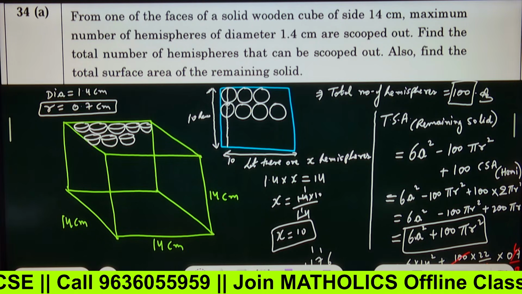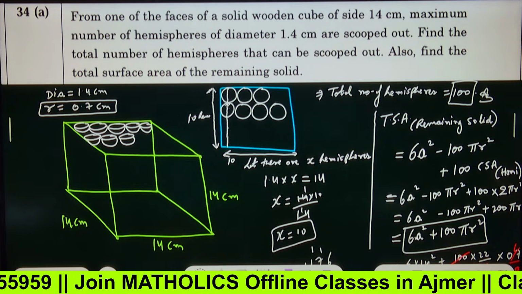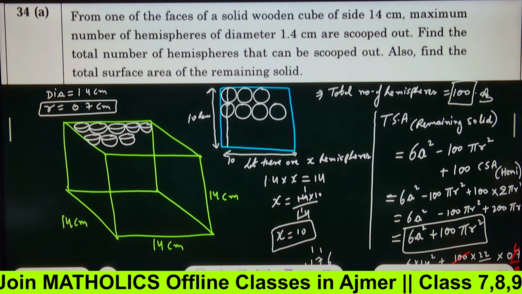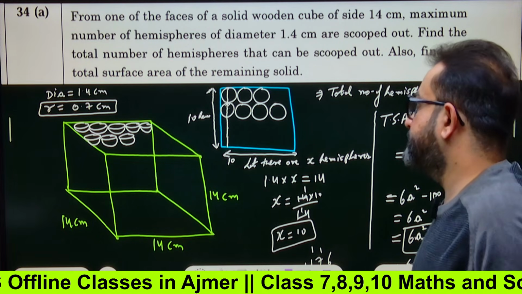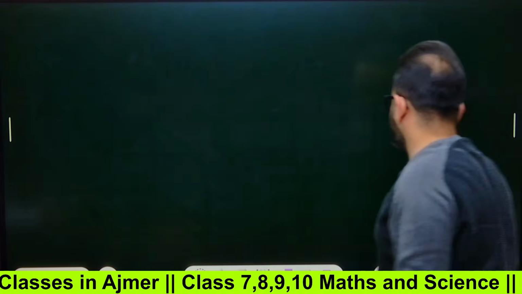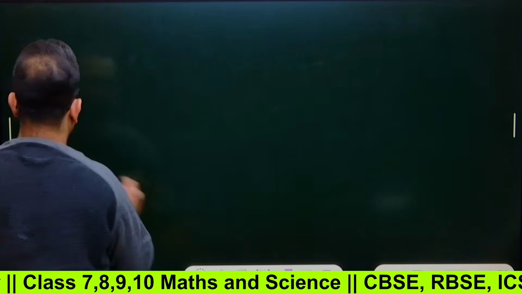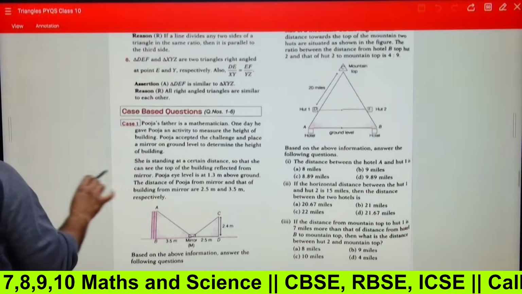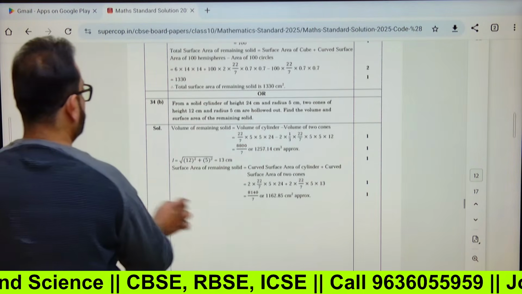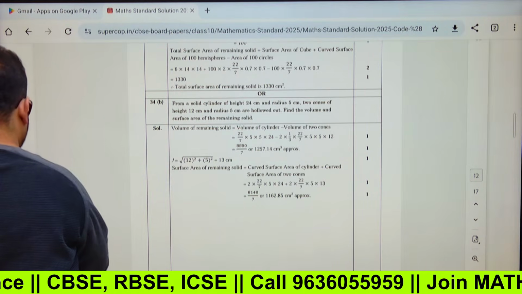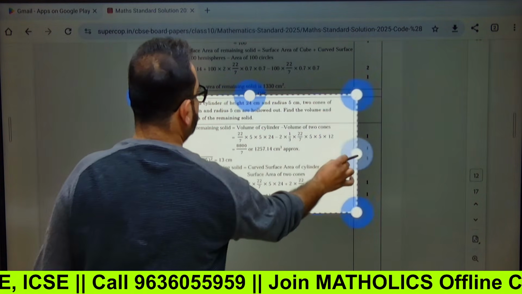Done. Okay, let's move forward. So this was the 34th question, part A. Next, 34th part B. Again, the same type of question, but not so tricky. 34th part B.